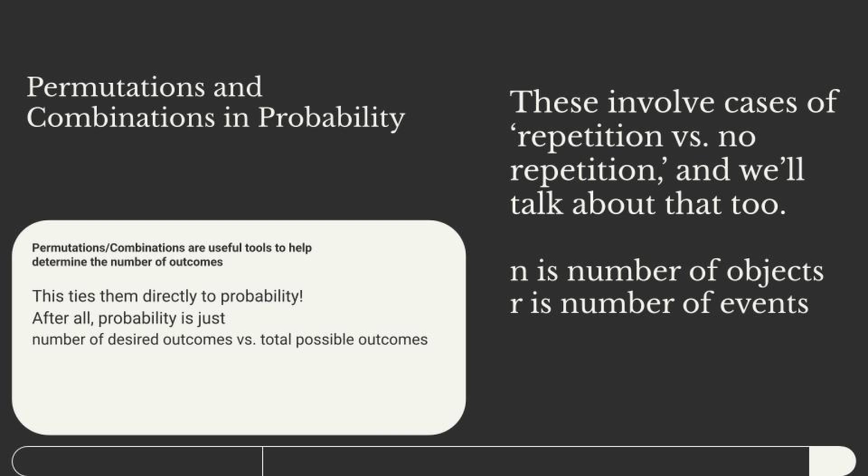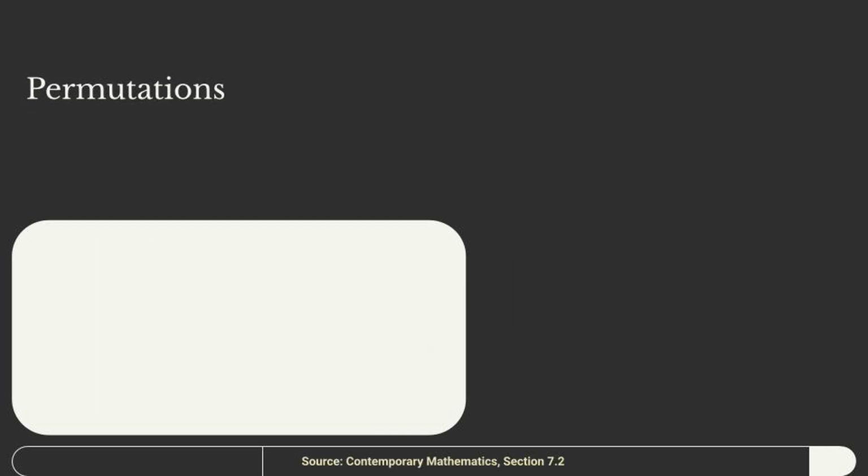Today we'll be expanding a little bit on the probability that we already talked about. Now, the core of probability is just weighing the number of outcomes that are desired against the number of outcomes possible. With this in mind, one of the most important tools at our disposal is permutations.